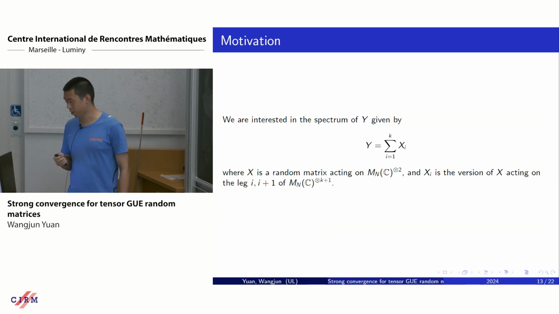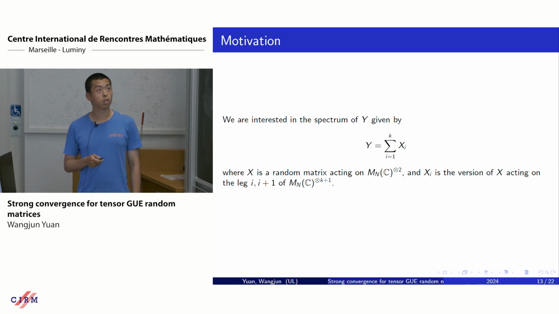Okay, let's turn to the next slide, where we briefly talk about our motivation. At the very beginning, what we wanted to study is the spectrum of the matrix Y given in this form. It is the sum of the matrices Xi, where Xi is a kind of GUE. We choose X to be a random matrix acting on n squared dimensional matrices, and Xi is just a version of X acting on the legs i and i plus 1 of this n to the power k plus 1 dimensional matrix. In our project, we choose X to be a GUE, and what we do is more general: Xi need not act on the legs of two consecutive numbers i and i plus 1. They can be arbitrary.